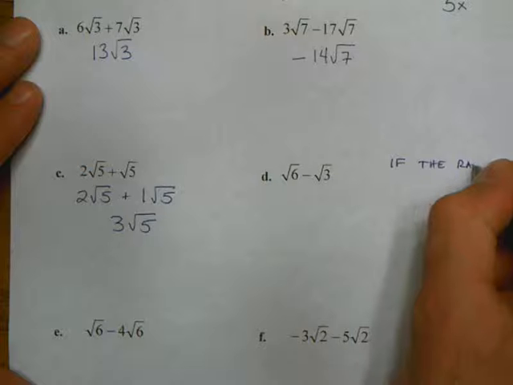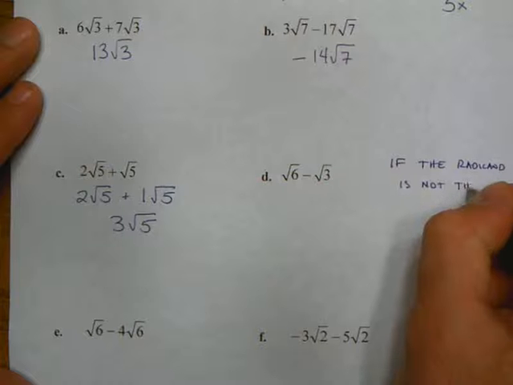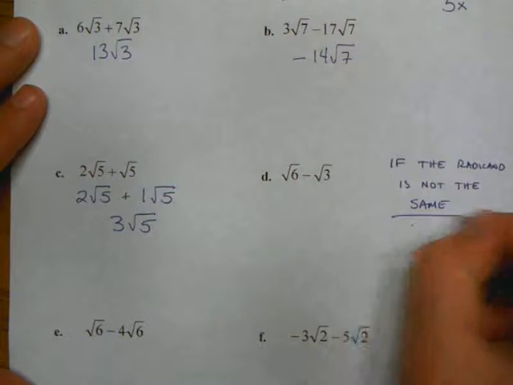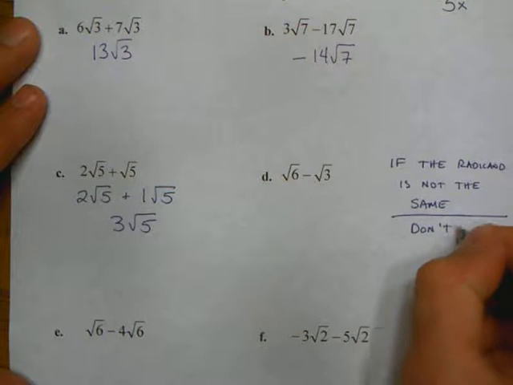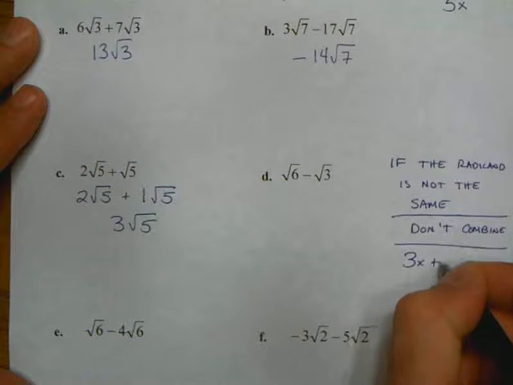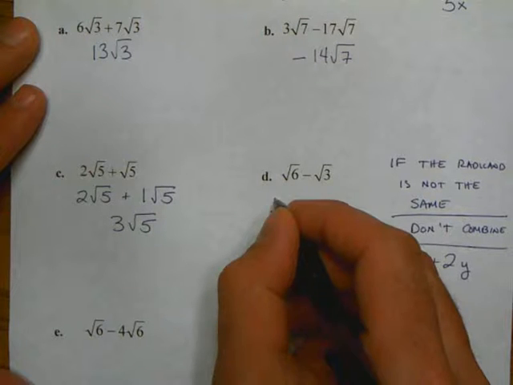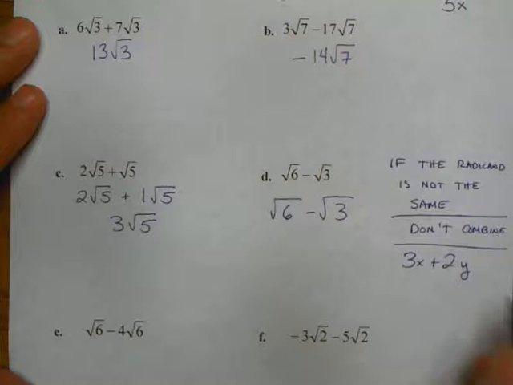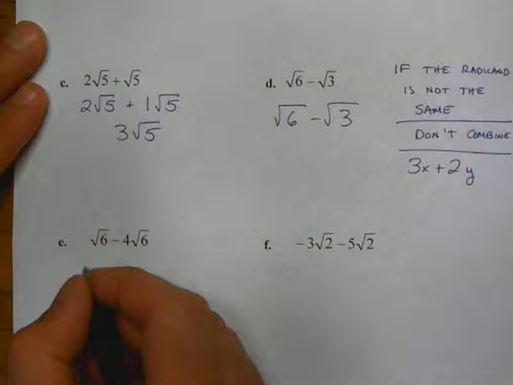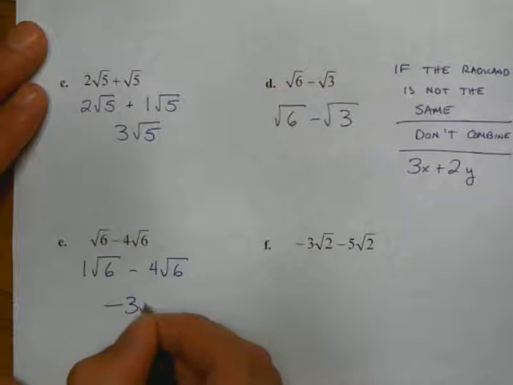If the radicand is not the same, what are we going to do? Well, probably should put a note off to the side here. If the radicand is not the same, what do you do? You don't combine. I would ask you this question. What is 3x plus 2y? Can you combine those two? No. In the same way, you can't combine these two radicals, and so the answer is the square root of 6 minus 3. Let's look down at the bottom for our final two examples.